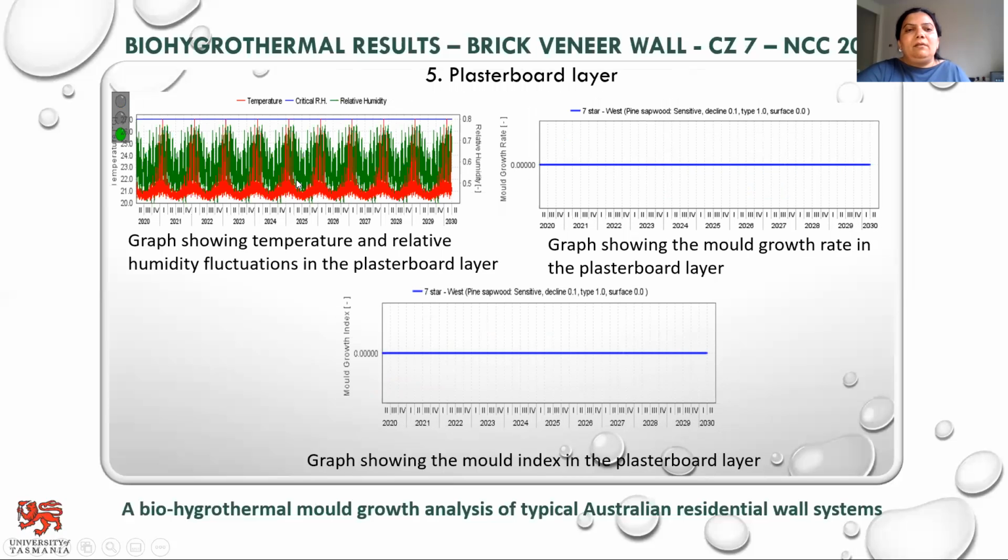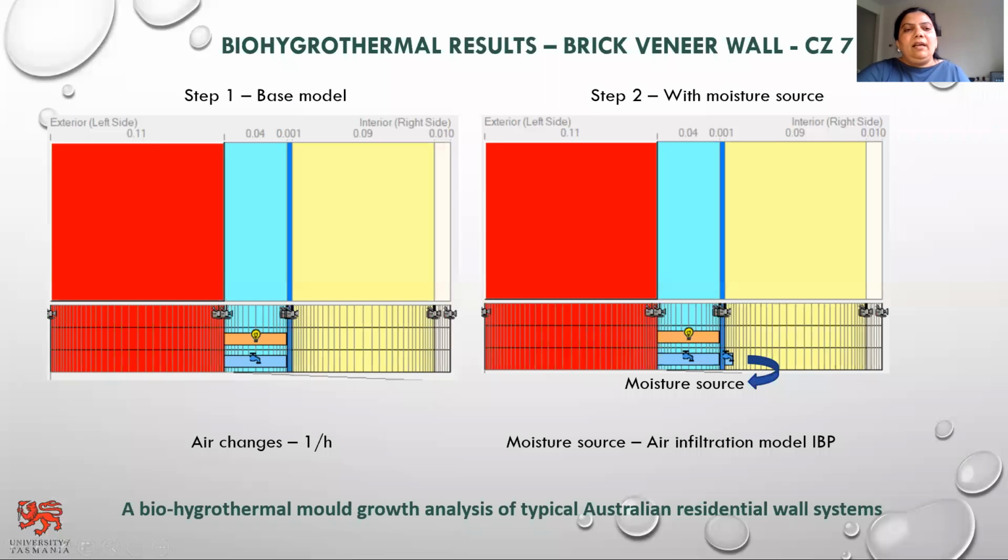The first graph shows the result in green. There is no mold growth rate, and the mold index is 0. Again, when we started getting results in red for the NCC 2019 regulations, we did a multi-layer analysis. So this is the first base model, on which we conducted the experiments.